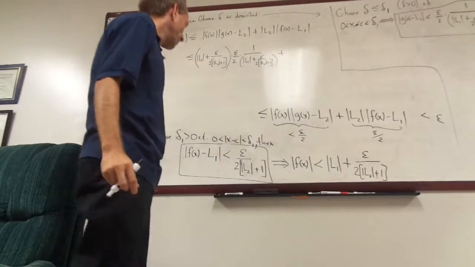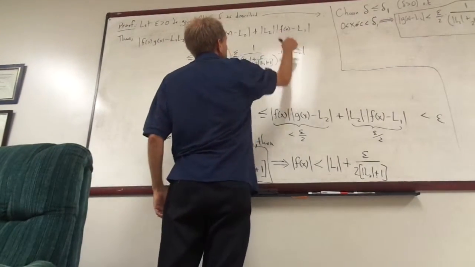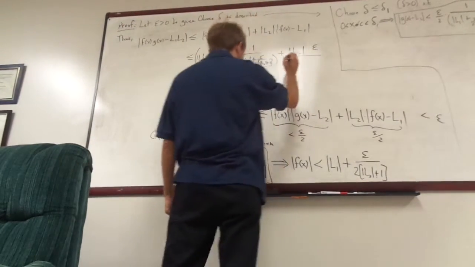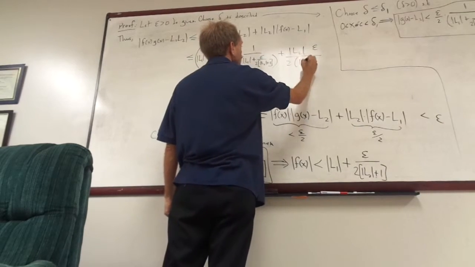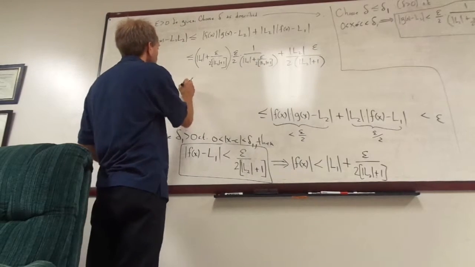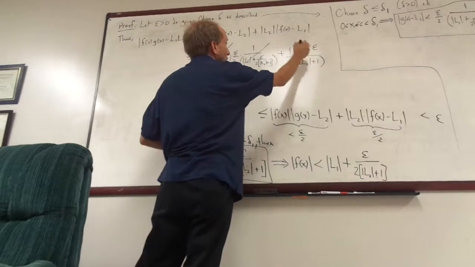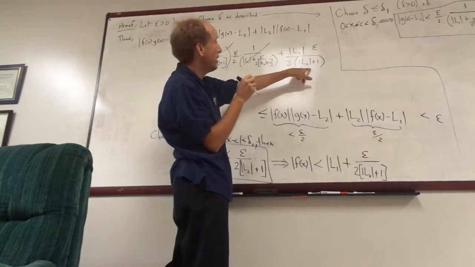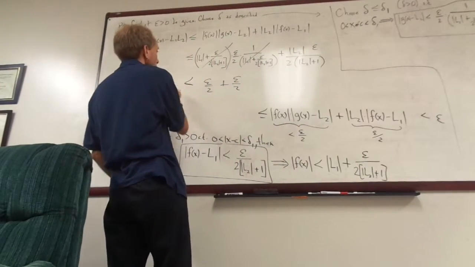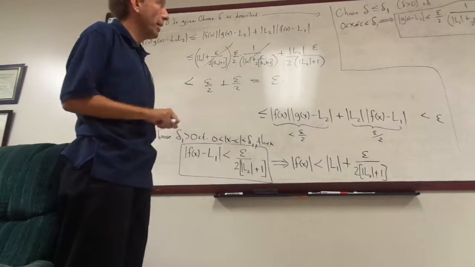In the second term, we're going to leave the L2 right here as it is, and then replace f of x minus L1 by this part, epsilon over 2 times absolute L2 plus 1. And clearly now, these cancel, right? You get epsilon over 2 here. They don't quite cancel, but the denominator of the L2 plus 1 is bigger than just L2. So you can replace this actually strictly less than epsilon over 2 again. And that adds up to epsilon. So this is then verifying the proof.